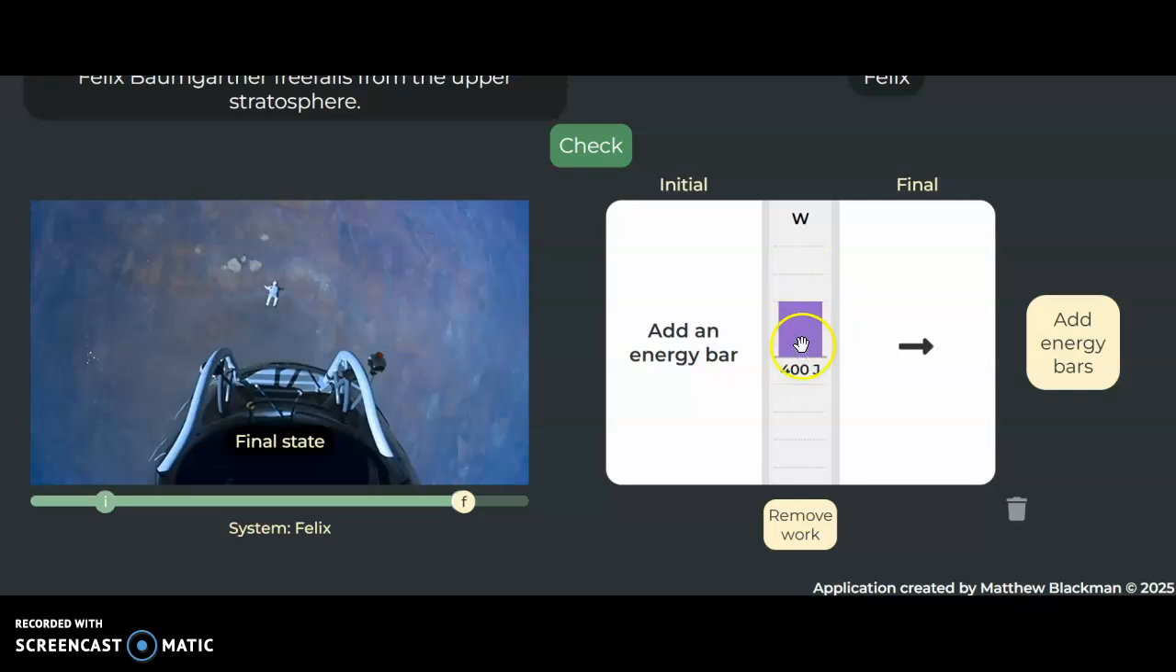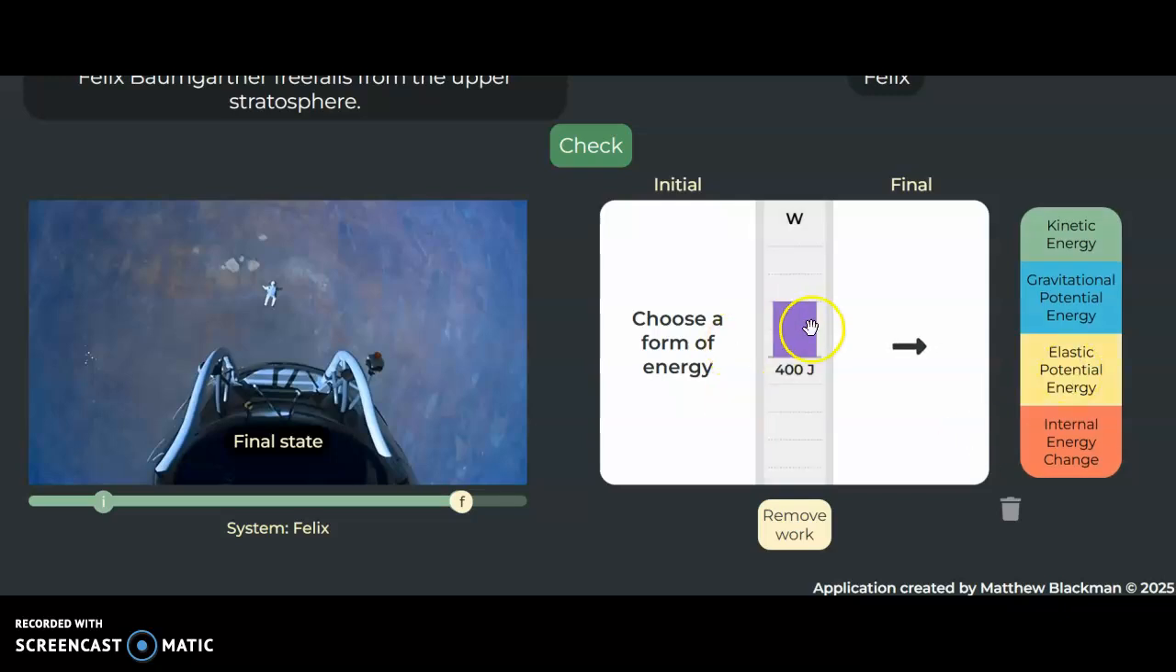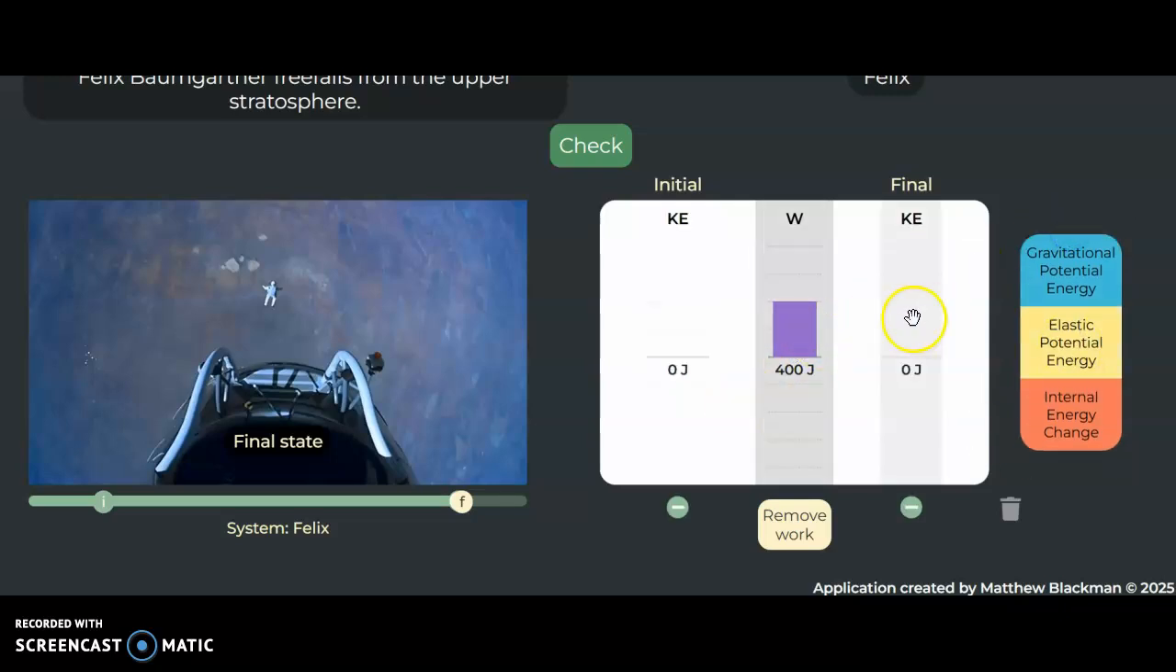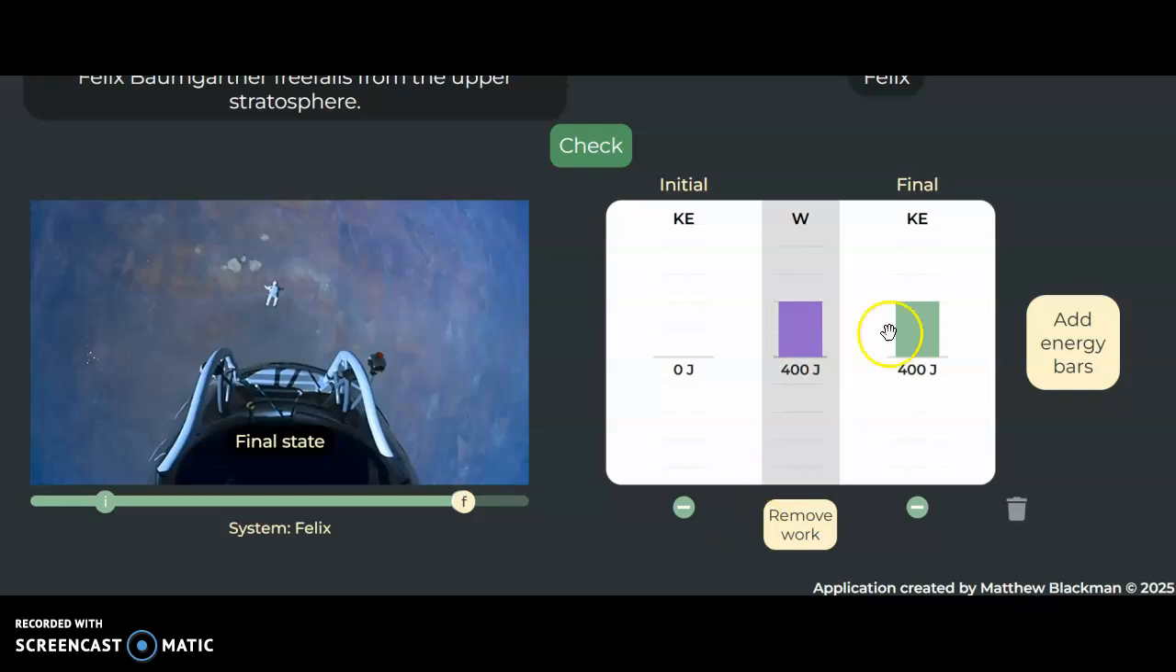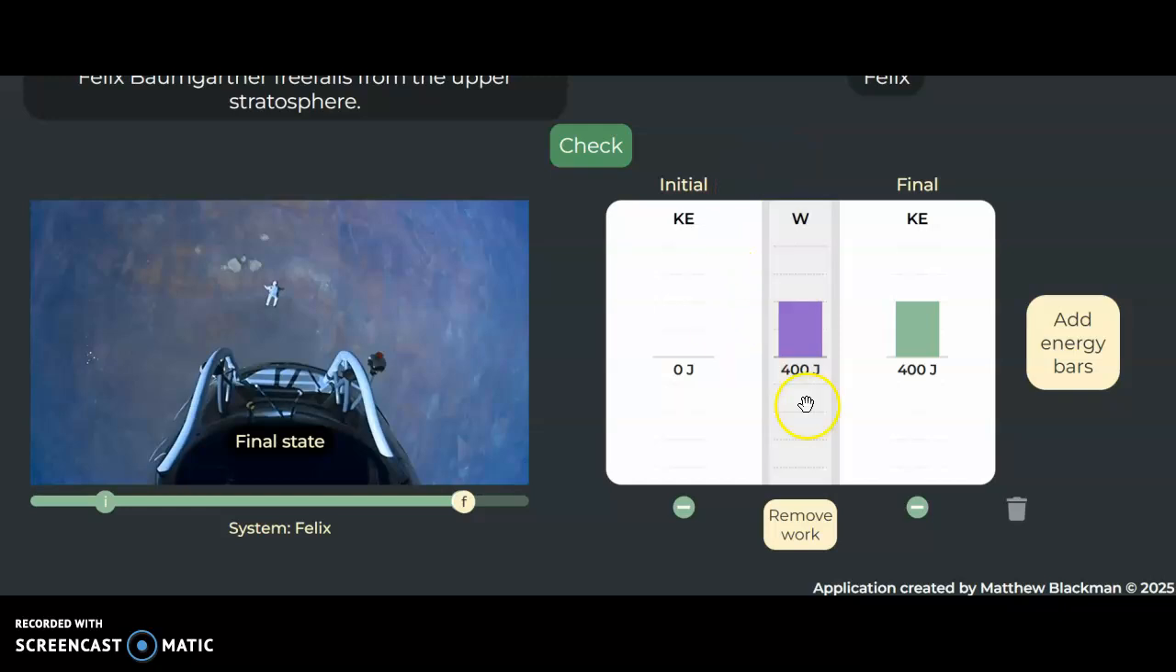So again, you're going to pick an amount here. Then you're going to add energy bars. And at the end, again, that energy still is going to be converted into kinetic. So then you click check, and there you go. And that's what I would be drawing on my paper.